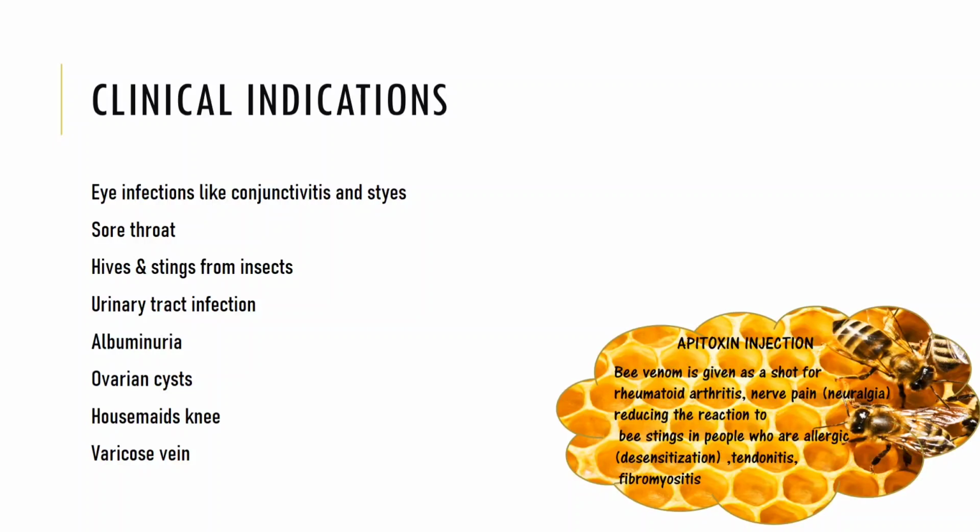Varicose vein. And a fun fact is apitoxin injection. Bee venom is given as a shot for rheumatoid arthritis, nerve pain, that's neuralgia, reducing the reaction to bee stings in people who are allergic, desensitization, and tendinitis, and some other muscular things such as fibromyalgia.